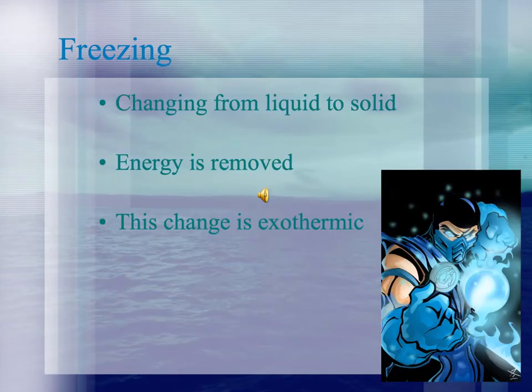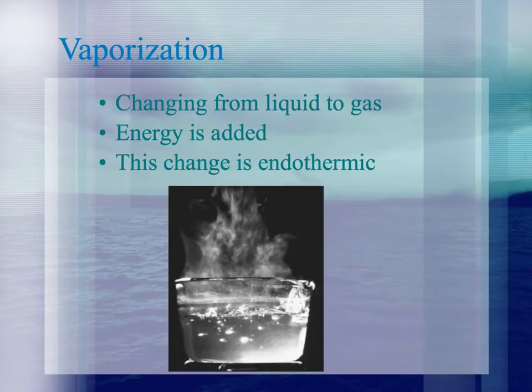The next one is freezing. Changing from liquid to solid. This is what we hope to do with milk tomorrow. When you're freezing something, energy is taken out. If you take energy out, it's exiting. So is that endo or exothermic? Exiting is exothermic. Entering is endothermic.